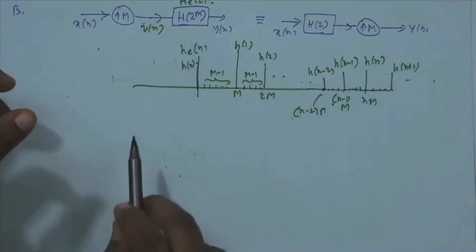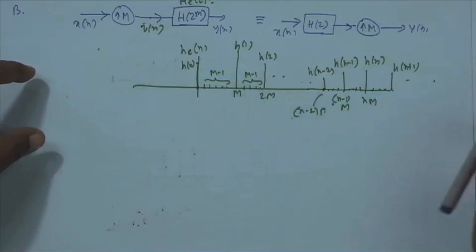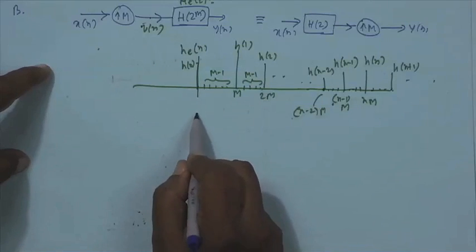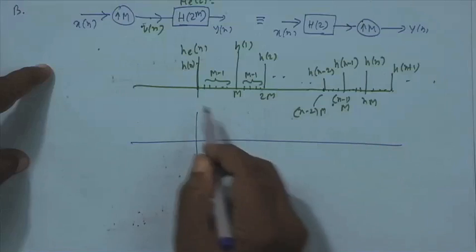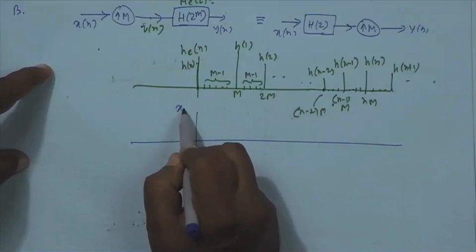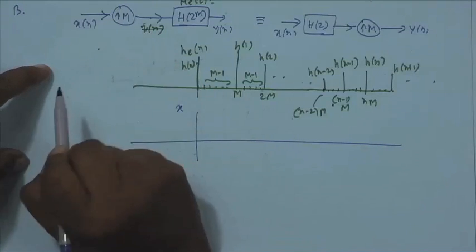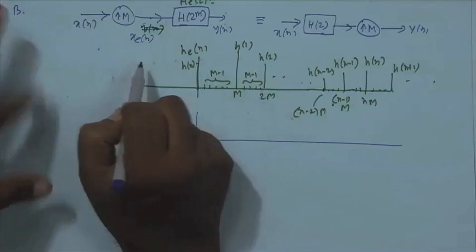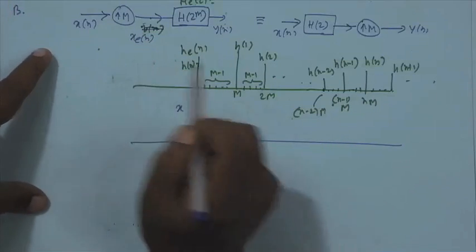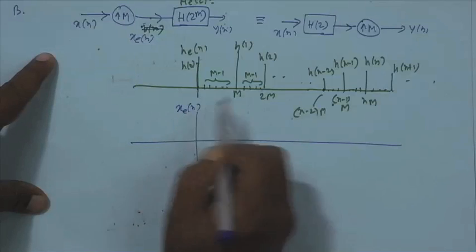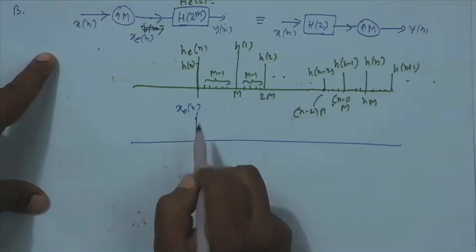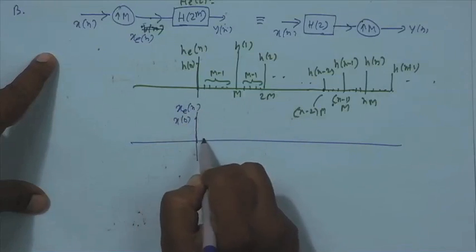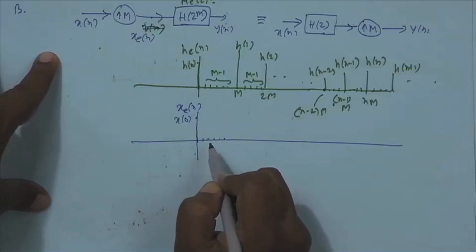This is the filter, and after we expand x n also like this. In fact, instead of v n, let me call it x e n, because we already know the notation we adopted for the expanded version. So do not call it v n, directly x e n. So x e n also has x 0, dot dot dot.